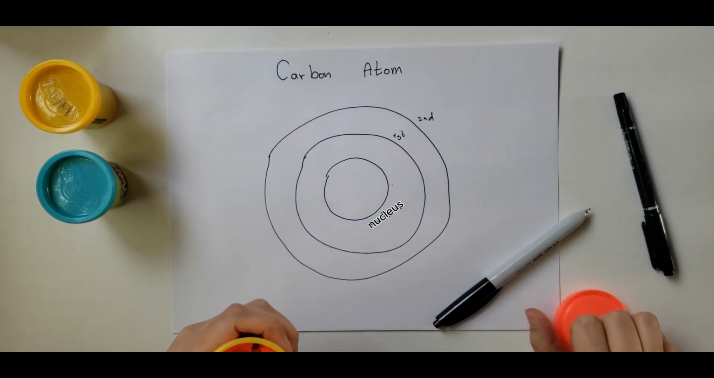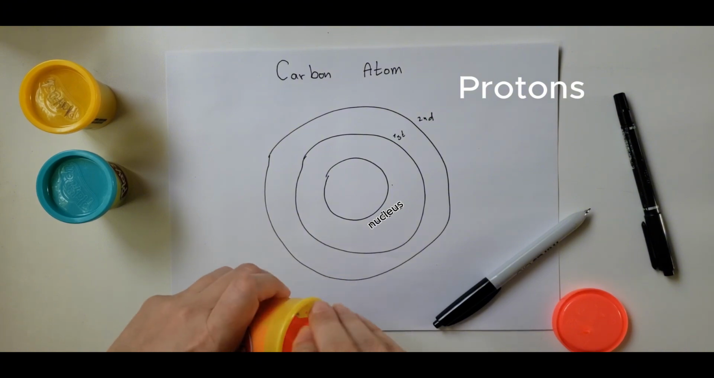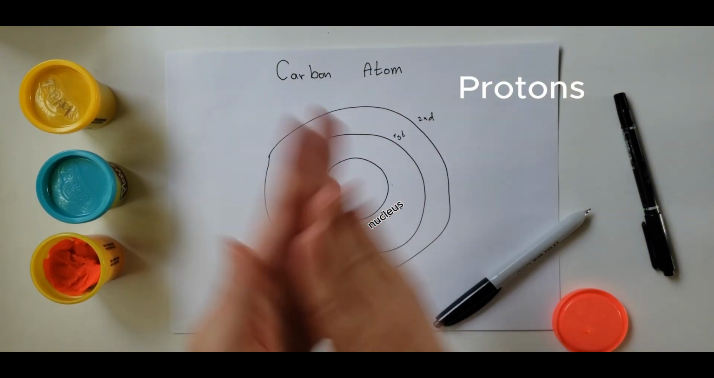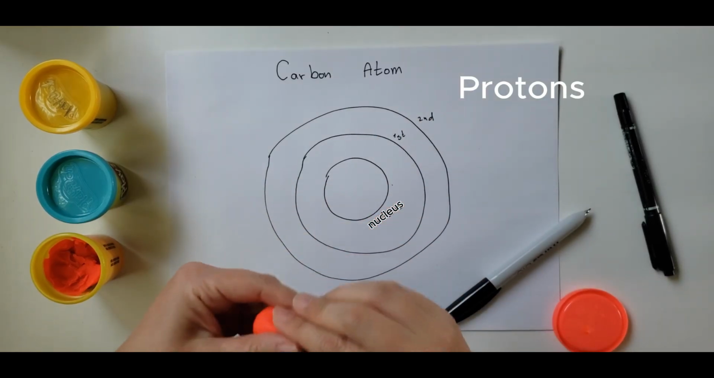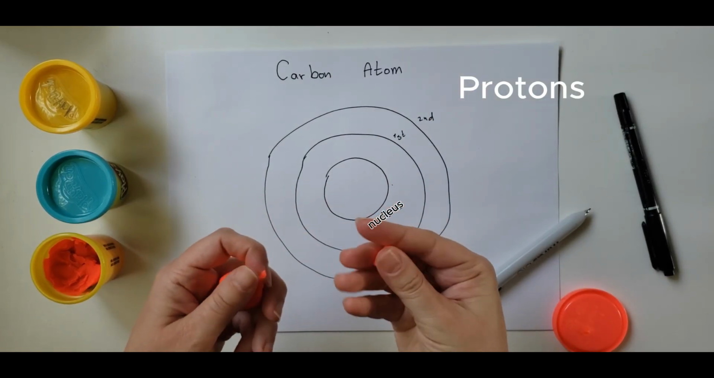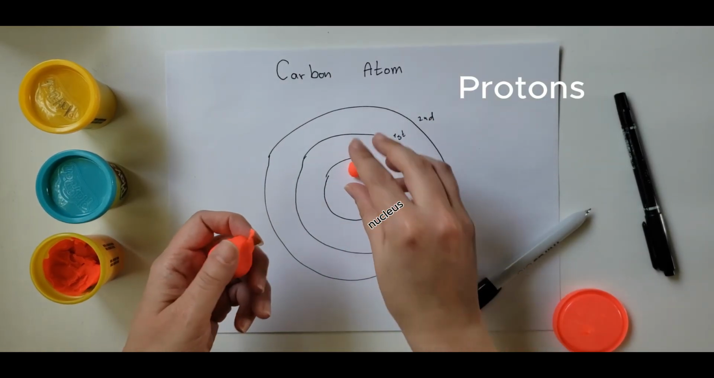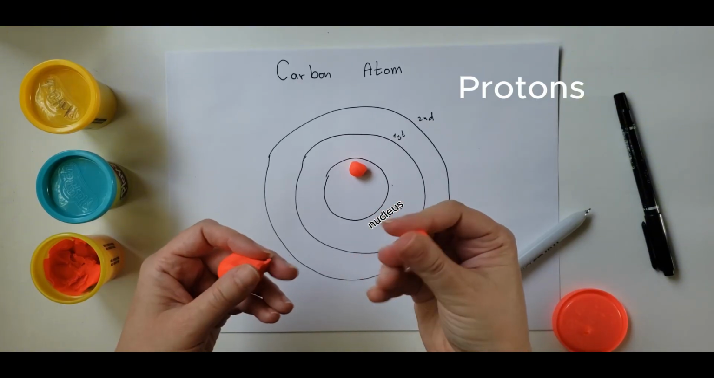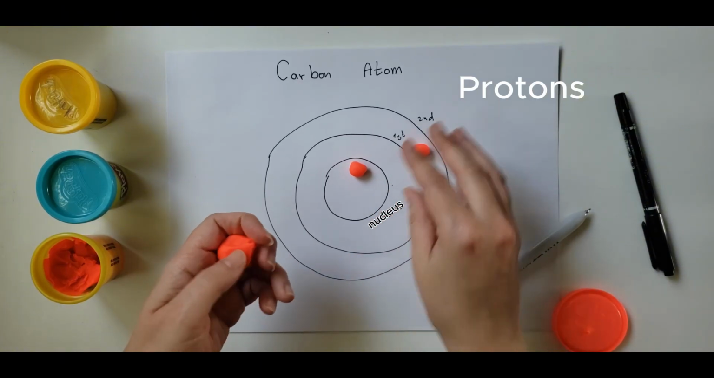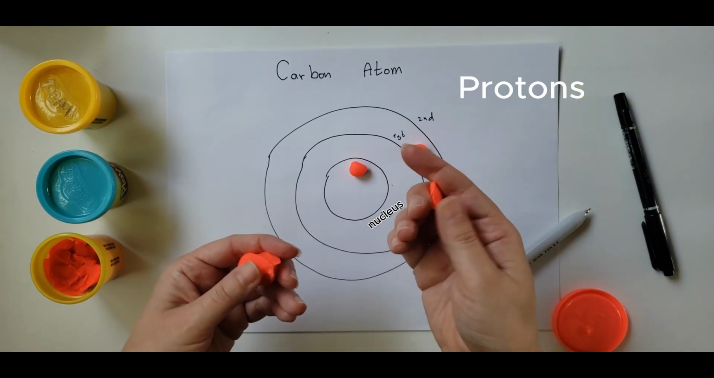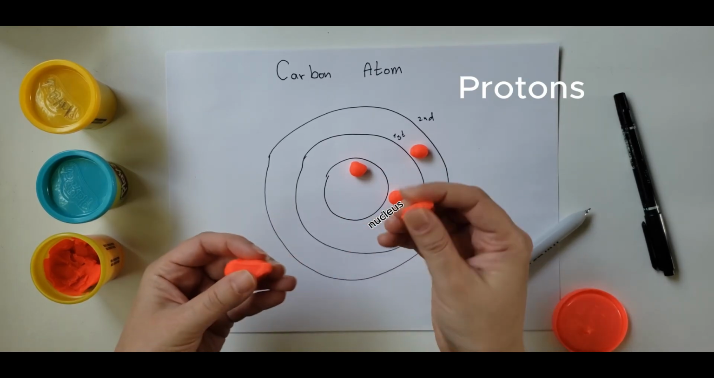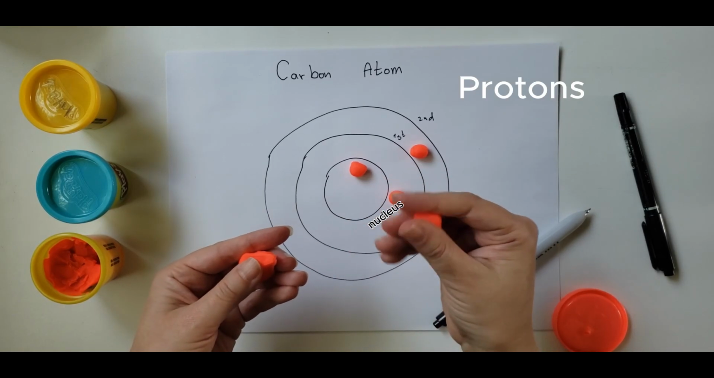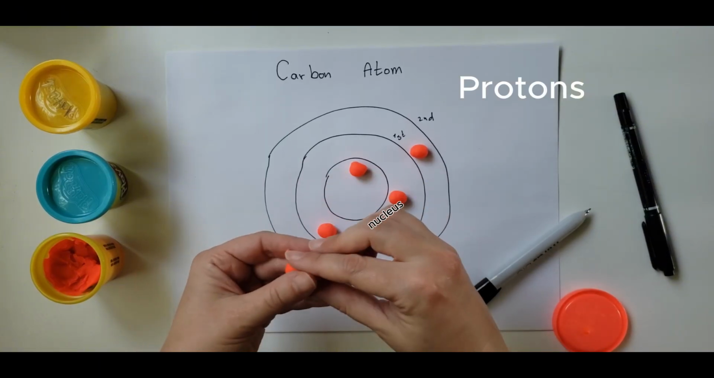Let's start making our protons. I chose the color orange for protons, and I'm gonna make 7 balls. 6 balls for protons in the nucleus, and 1 more for our legend. The protons have a positive charge, and they go inside the nucleus. The number of protons in the nucleus determines the atom identity. Every carbon atom has exactly 6 protons.